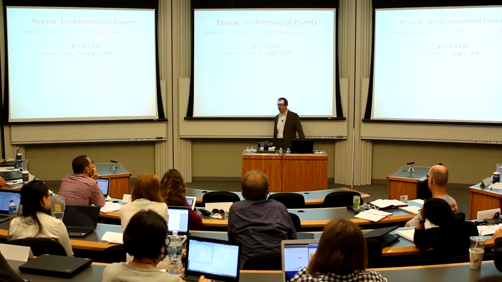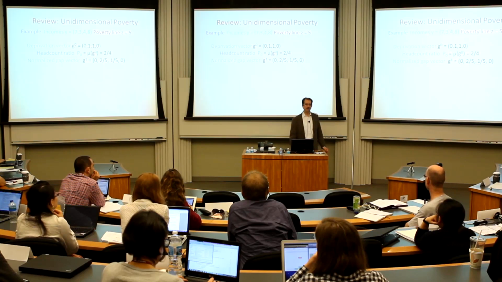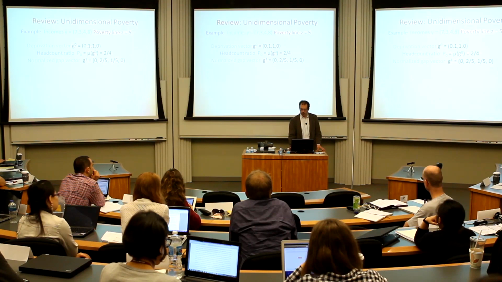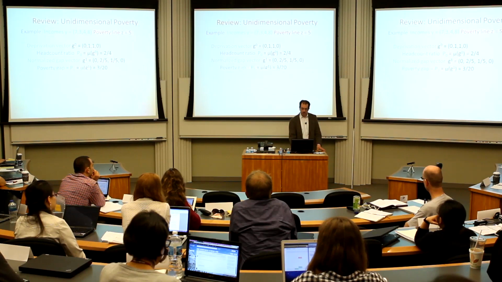Okay? Maybe that's not a good measure because it doesn't do anything about gap, so let's look at normalized gaps, which is the cutoff minus the achievement over the cutoff. For the second person, it's 2 out of 5, right? 2 over 5. Do it for all people, people who are non-poor, who cares? They get 0. That's the normalized gap vector. Take its mean, it's the poverty gap measure, which is used very, very frequently in analyses.